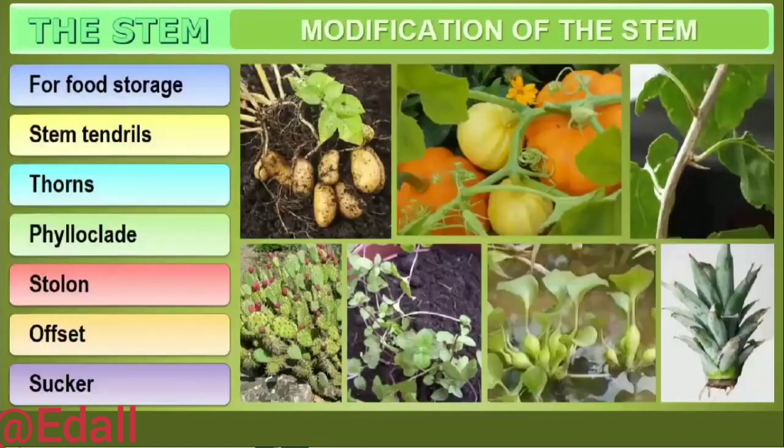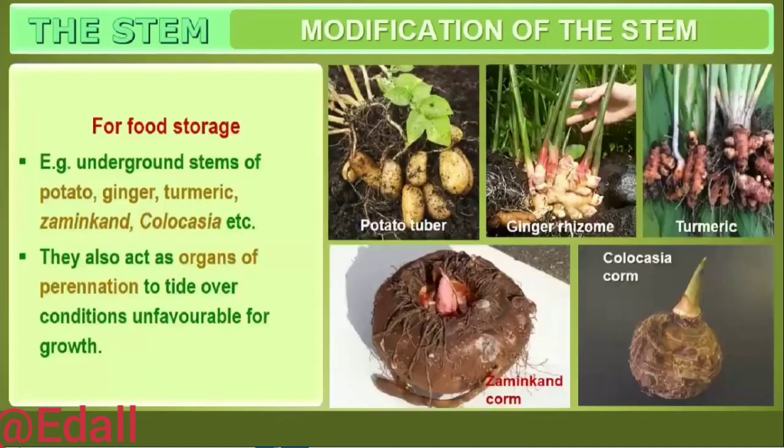5.2.1 Modifications of stem. The stem may not always be typically like what they are expected to be. They are modified to perform different functions. Underground stems of potato, ginger, turmeric, zaminkand and colocasia are modified to store food in them. They also act as organs of perennation to tide over conditions unfavorable for growth.